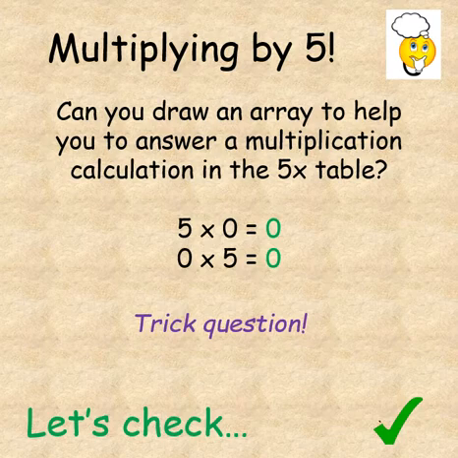Now I could swap them around and do 0 multiplied by 5, but that would mean that I've got a 0, 5 times. Well, 0 is nothing, so that doesn't work neither. And we know when we multiply, it doesn't matter which way round, the answer's still the same. So when we're multiplying anything by 0, the answer is 0. So that was a trick question. So well done if you spotted it and worked it out correctly.